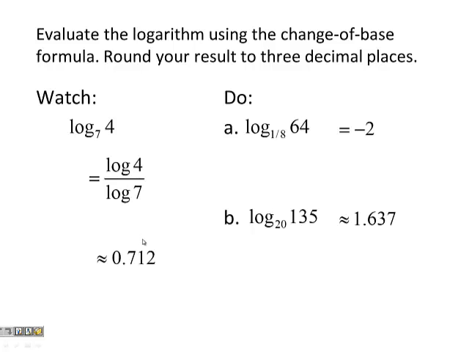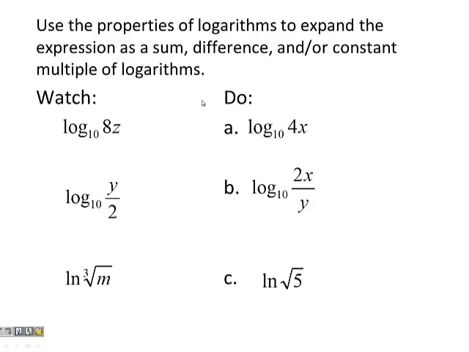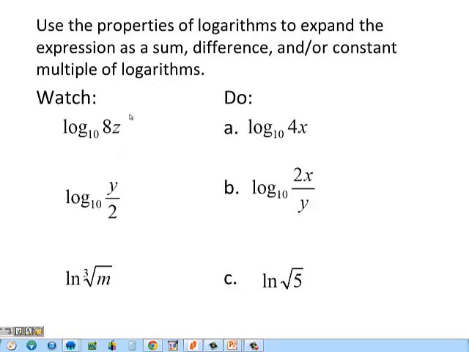Let's see. Okay, I'm going to do these 3 and you're going to do these 3. We're going to now expand. Expand, the property is when it's multiply, you're going to take those logs and you're going to separate them. So you're going to separate it right here where the multiplication is, and then you're going to split off the logs. So this is a log, common log of 8 plus the common log of z.